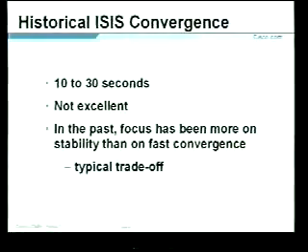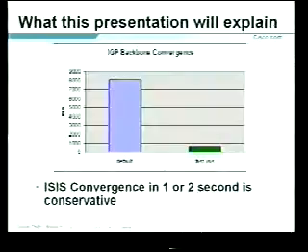SLAs or convergence. What this presentation will explain to you is that if you take a default iOS image with default timers, and in the context of the lab measurements that I will explain later, which is in summary 1,000 ISIS nodes, 4,000 ISIS prefixes, and 140,000 BGP routes.